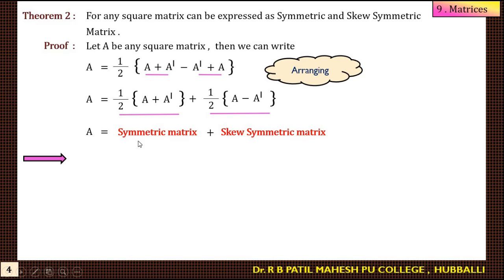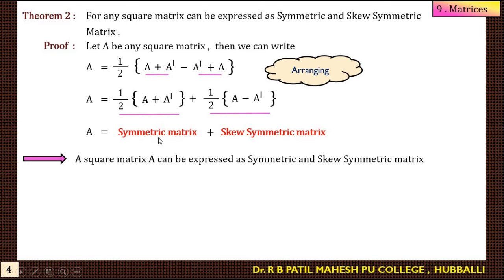To write that, for the symmetric matrix you have to operate this and substitute half into A plus A dash. For the skew symmetric matrix you have to operate half into A minus A dash. So this implies a square matrix A can be expressed as a symmetric and skew symmetric matrix. And remember, this part, half into A plus A dash, is called the symmetric part of the given matrix A, and this matrix, half into A minus A dash, is called the skew symmetric part of the given matrix A.